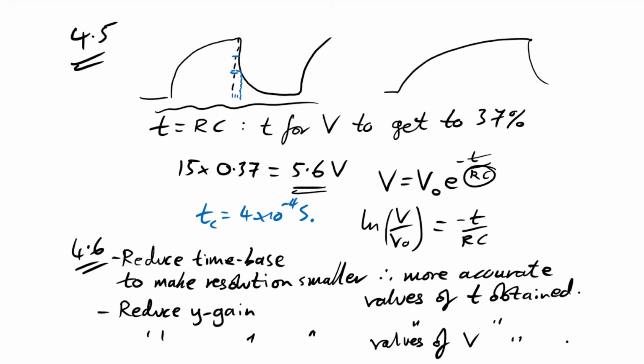Now, what's interesting is that the mark scheme says increase the Y gain. But if you increase the Y gain, then that means that we go from, say, 5 volts per division to 10 volts per division. That means that the wave would actually end up being smaller. So I don't really get what they're saying there. I think they might have got that wrong, unless my brain has stopped working or something. Okay, let's move on to a better question.